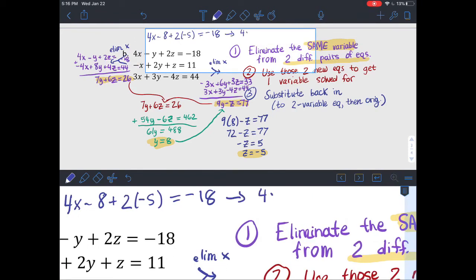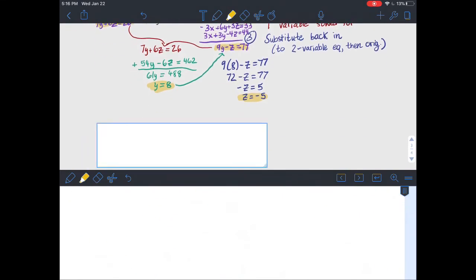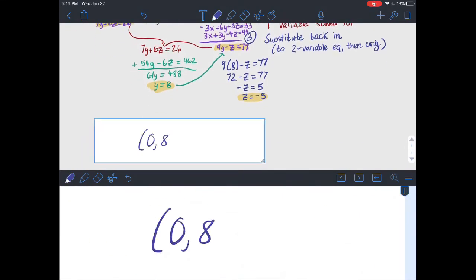So it's kind of a long process, but be careful, you'll get there. When we're all said and done, you end up with x equals 0. So the solution, make sure you write these in order, x, y, z, is (0, 8, -5).